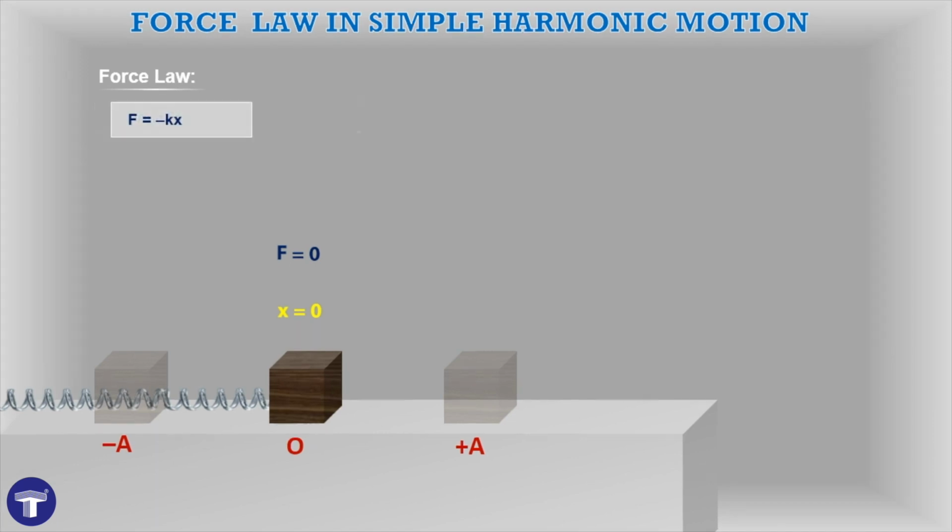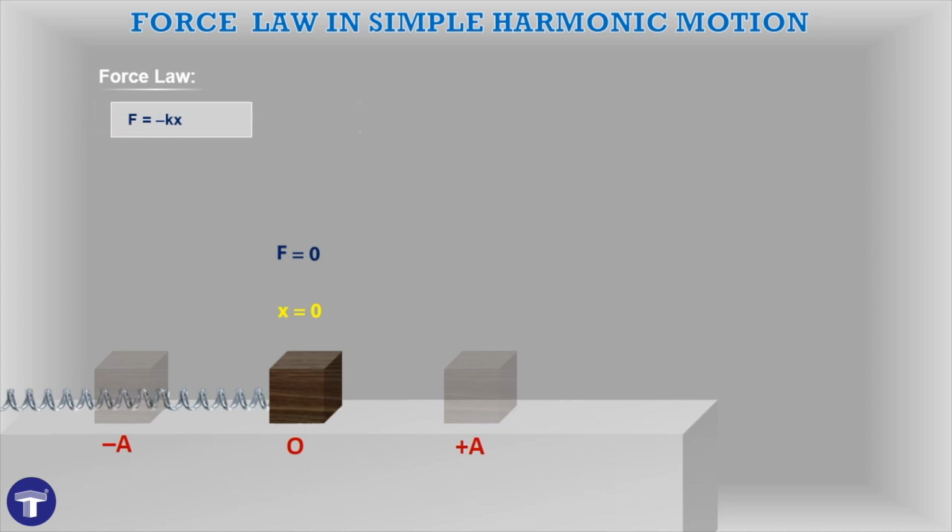and I will write down a constant of proportionality between them, that is k. Note that the negative sign indicates that the force is always bringing the body back towards the mean position. So the force law simply says that F is equal to minus kx. And this is one other very important way of defining what is simple harmonic motion.